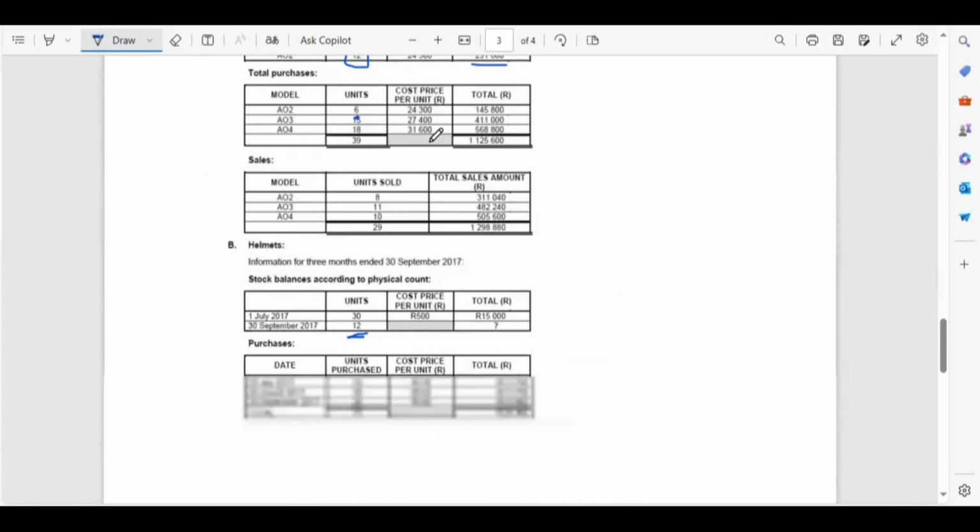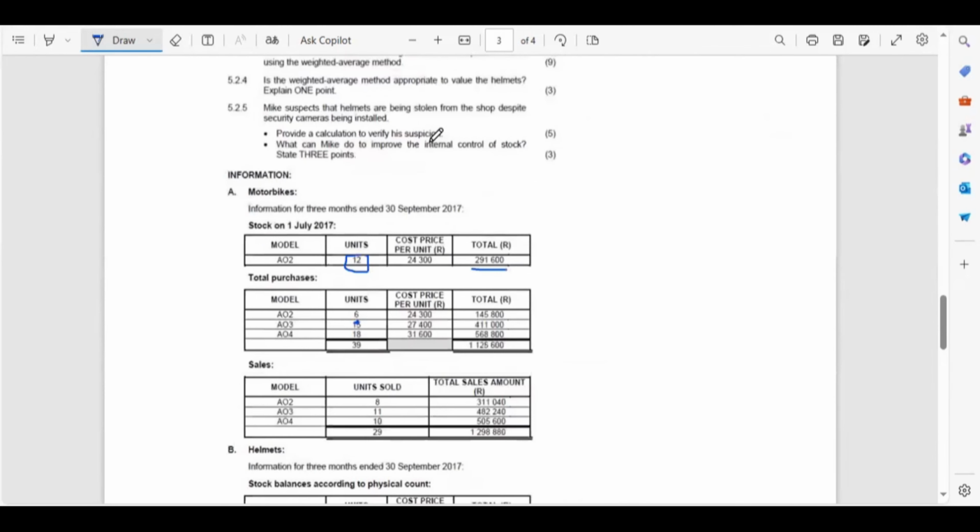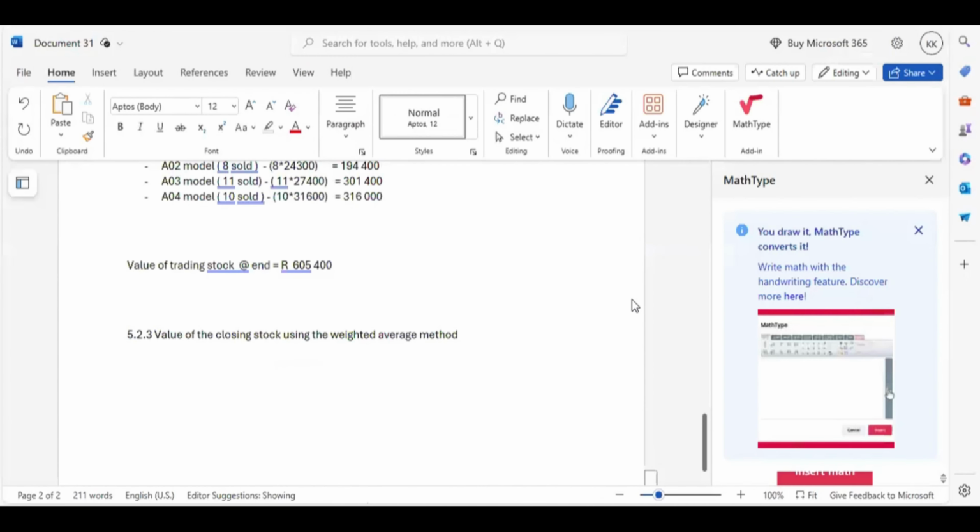With respect to helmets. Now they say Mike suspects that helmets are being stolen from the shop despite security cameras being installed. And we need to provide a calculation to verify his suspicion. Right? Now let us go about doing that. Now, how would you go about doing that? Now 5.2.4, you're gonna say, all right, the number of helmets at the beginning of the year, right? So at the beginning of the year, I had how many helmets?